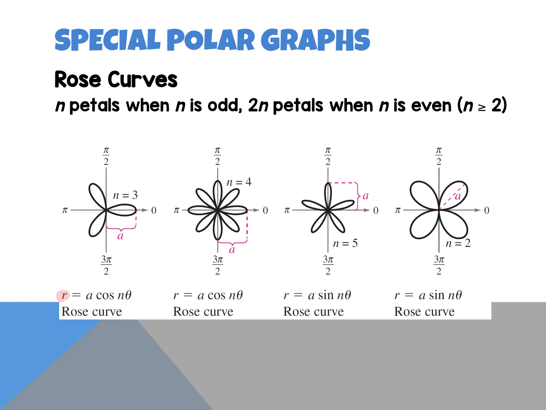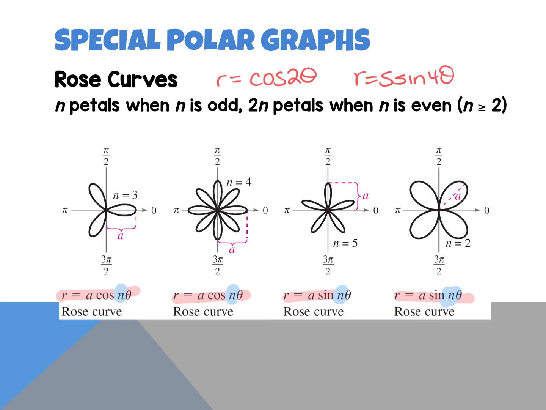Notice that in these equations, none of them are adding or subtracting, because that would have been a limison. How you identify a rose is that there's always something being multiplied by the theta. So this could be r equals cosine 2 theta, or r equals 5 sine 4 theta. If that's the case, you look at the number next to the theta to determine the number of petals.